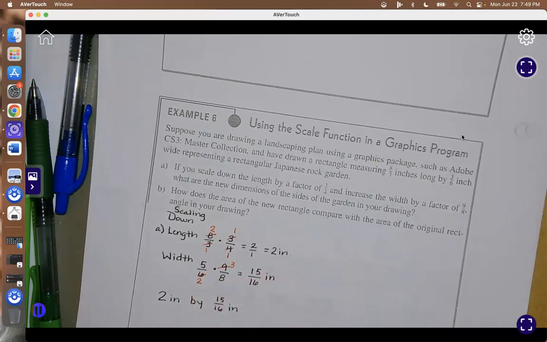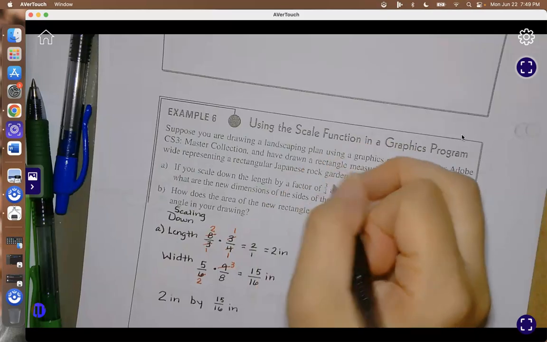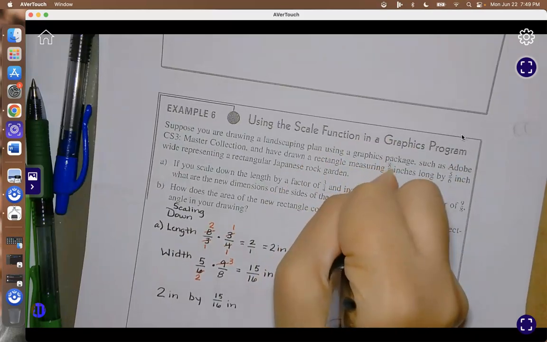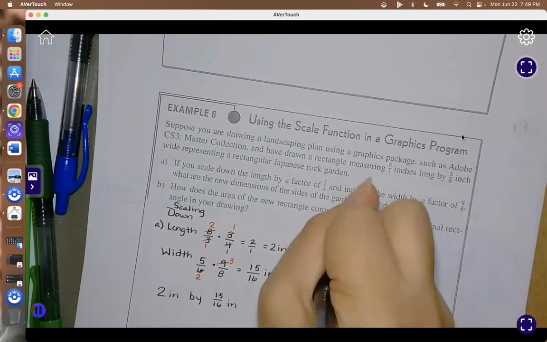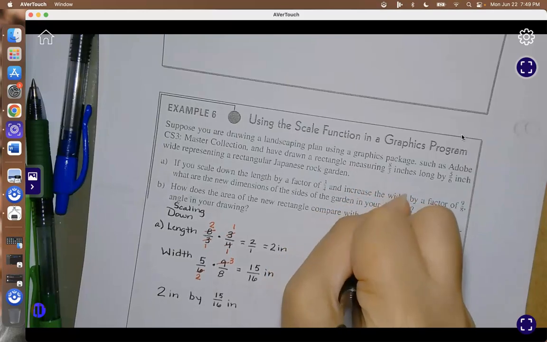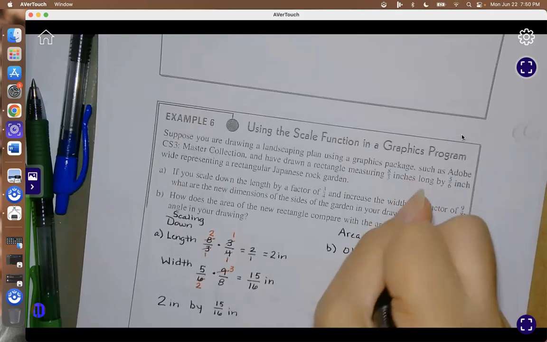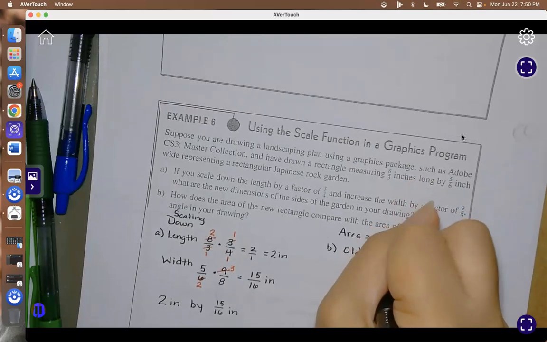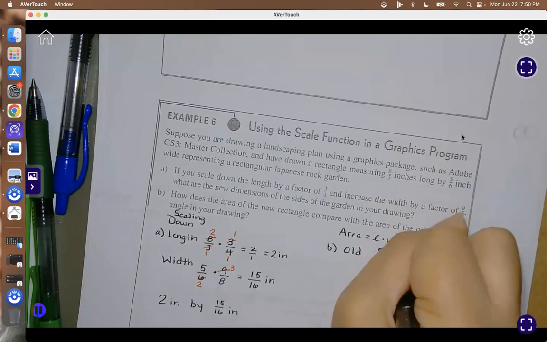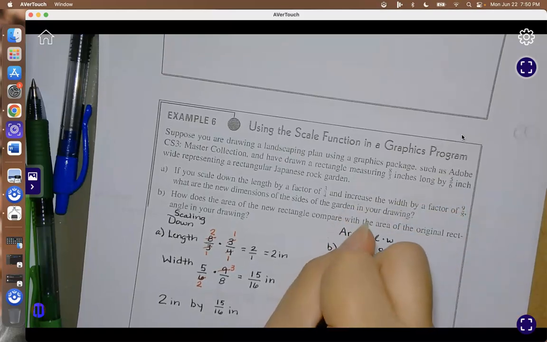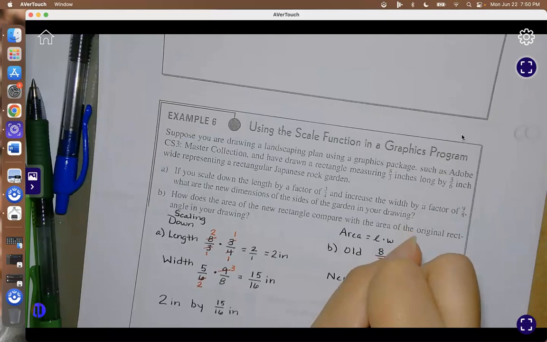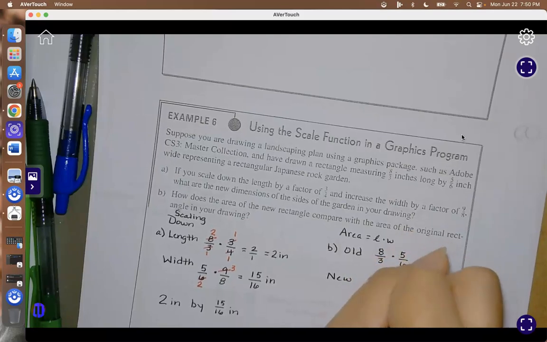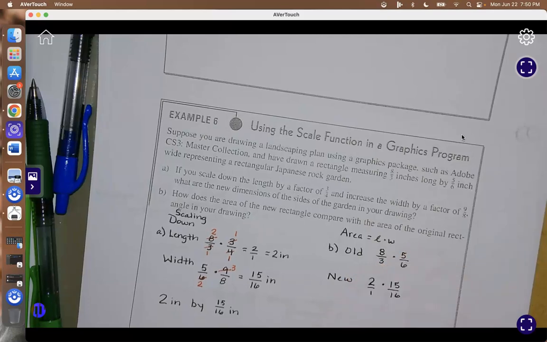Okay, then it says, how does the area of the new rectangle compare to the area of the original? Okay, so remember, area of a rectangle is length times width. So we're going to do the old first. So the old one is 8/3 times 5/6, and the new is 2 times 15/16. And you can put the 1 under here so that works.